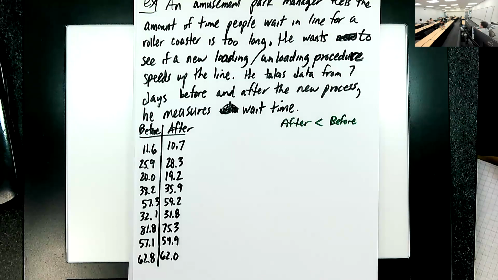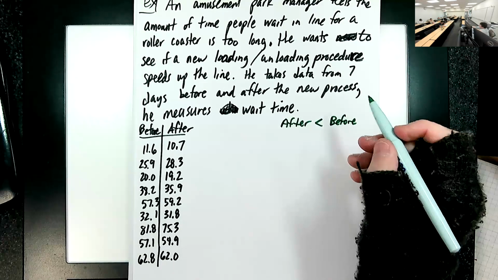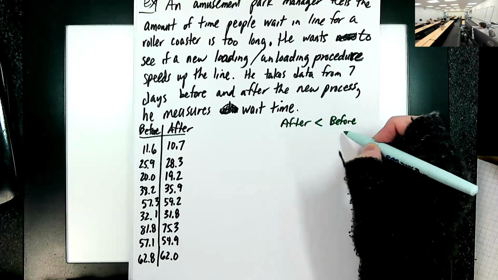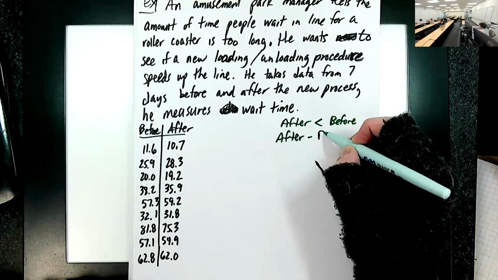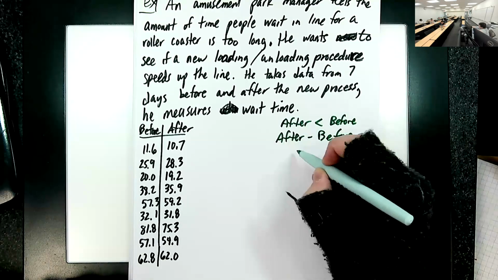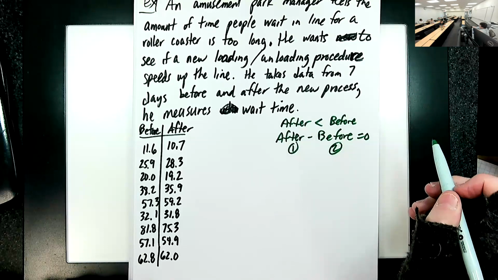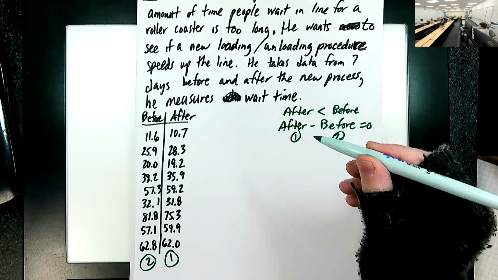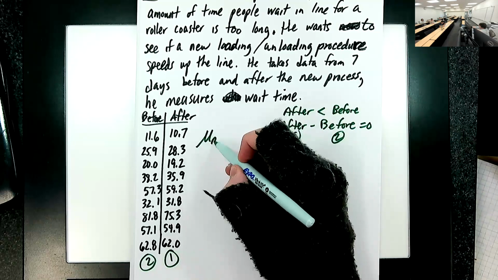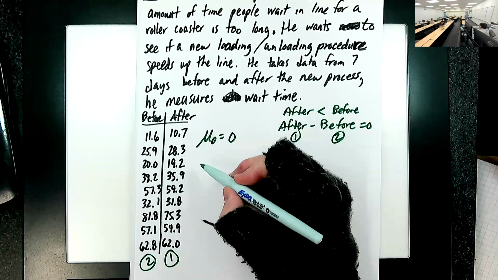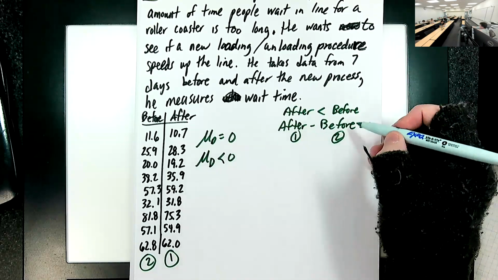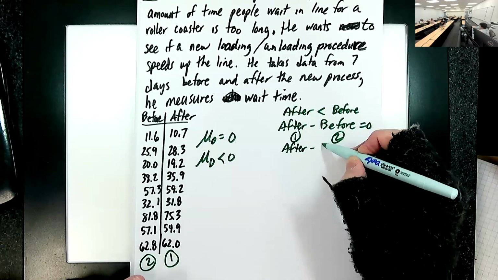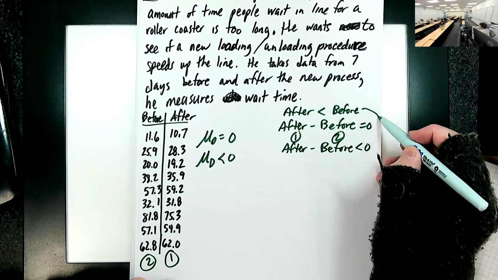This is probably one of the few times that I'm okay with the less than symbol. I hate the less than symbol when I do these, but after being less than before makes sense. It takes less time, so it should be shorter. So if I do after minus before equals 0, and I call this group 1 and group 2, now I've got a way of labeling them. I'm going to do after is group 1, before is group 2, and that way mu d equals 0, and mu d is less than 0 for the inequality one, just by subtracting it over to the left.